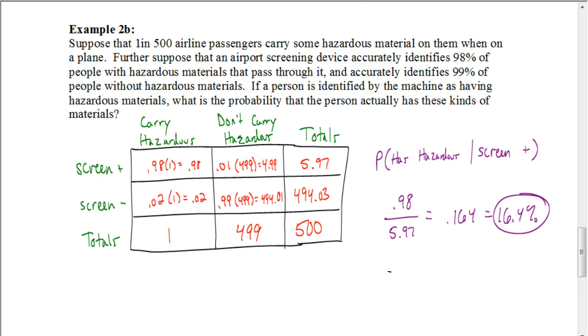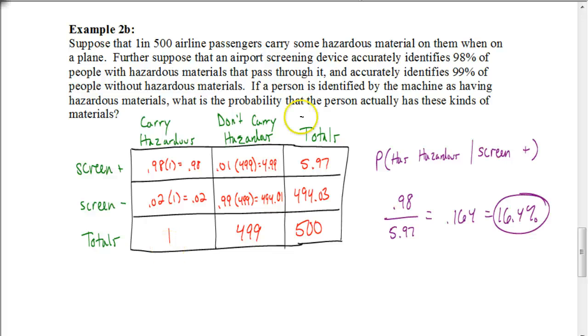So you should have set up your table like this. Now we know that there's 1 in 500 passengers that carry some hazardous material on them when on a plane. So when we go to set up our table, our total should be 500. Now we know that there's 1 out of 500 that carry hazardous materials, so for our total in the carry hazardous materials column, we're going to put a 1 there.